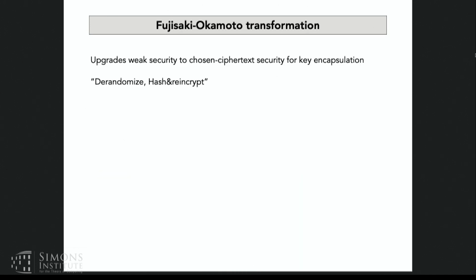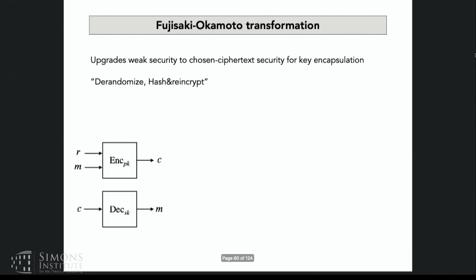Okay, before talking about attacks, let me quickly also introduce the other transformation, which is called the Fujisaki-Okamoto transformation. Here we have a weakly secure public key encryption scheme, and we want to upgrade its security. A generic public key encryption scheme takes as input a message M and some random tape, or random string R, and it generates a ciphertext C using the public key. The decryption function, of course, takes the ciphertext C as input and recovers the message M.